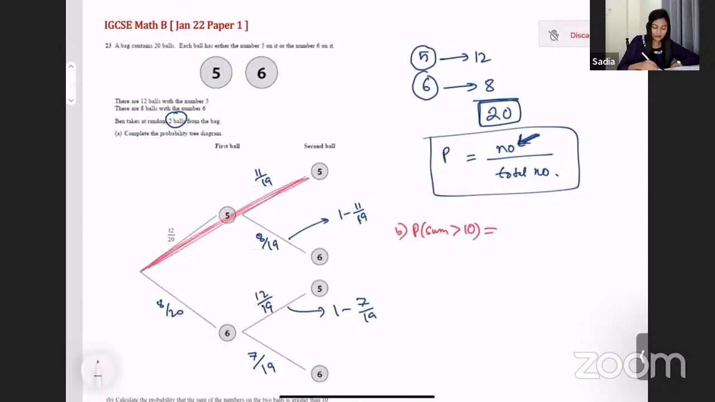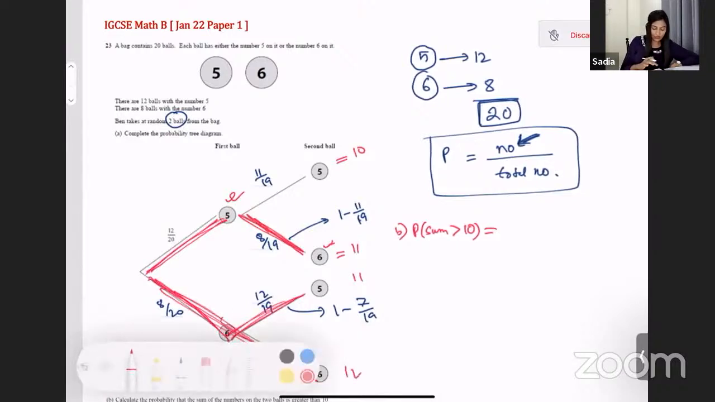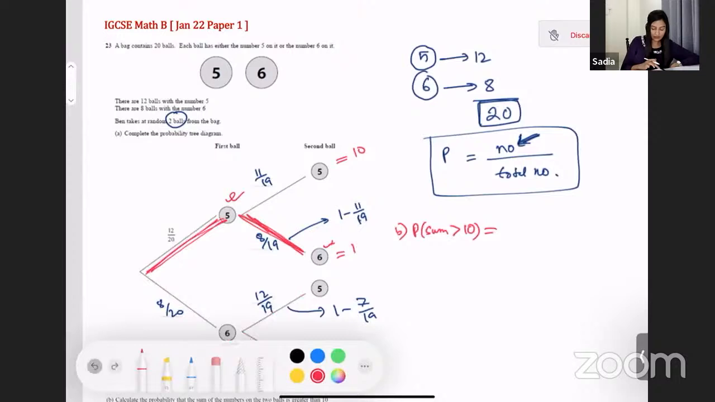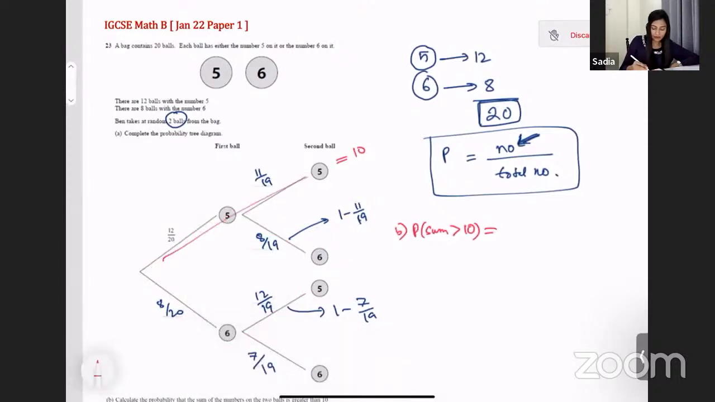So if you select the first branch, 5 and 5, the total score is going to be 10, right? Similarly, if you get 5 and the second one as 6, you get a sum of 11. If you get 6 and then 5, it's 11. If you get 6 and 6, it's 12, right? So that's how you can calculate the sum. The sum of the first branch is 10, for the second branch it's 11, for the third it's 11, and for the last one it's 12.